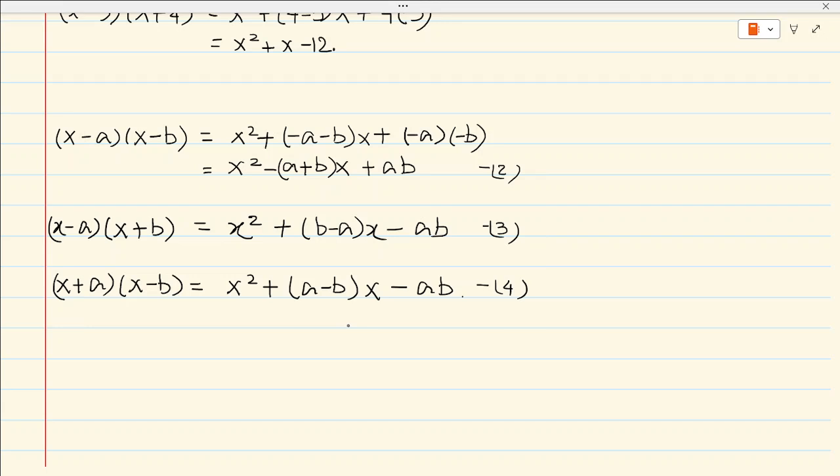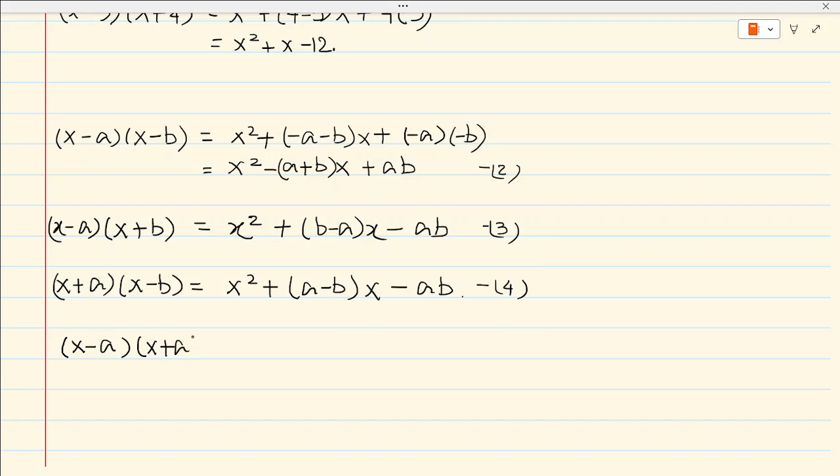Let us now take up another form which is often asked in questions, as we did in our last chapter also, in the chapter of factorization, like x minus a and x plus a.